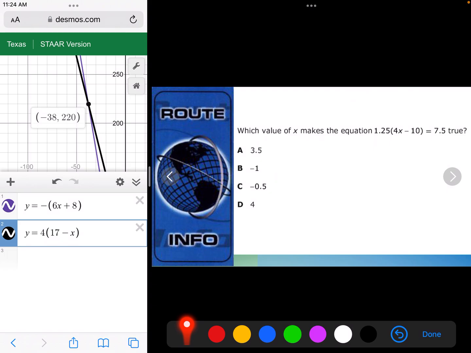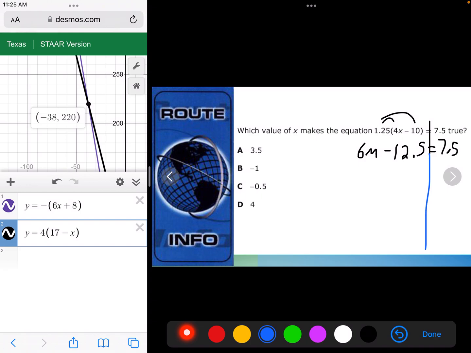All right, so this one's the same kind of way. If you're doing it by hand, the first thing you would have to do is get rid of the parentheses. So when I multiply 1.25 times 4, and remember you can do that in Desmos if you struggle with that, you would get 6m. 1.25 times negative 10, I got ahead of myself here, is negative 12.5 equals 7.5.